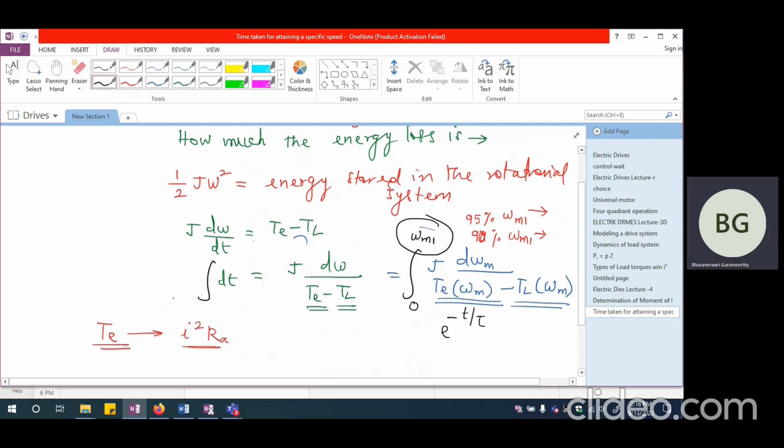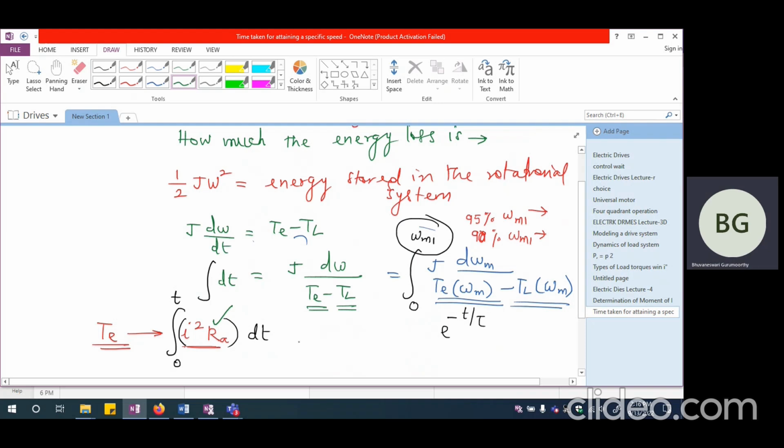So I have to take this I square R, and I have to take this from 0 to whatever is the time duration that is needed for acceleration. And I have to multiply this by dt. If we are going to have the resistance itself as a variable, which is going to depend upon the temperature or depending upon how much is the current carried, if the resistance is going to change, then I cannot take this as a constant factor.